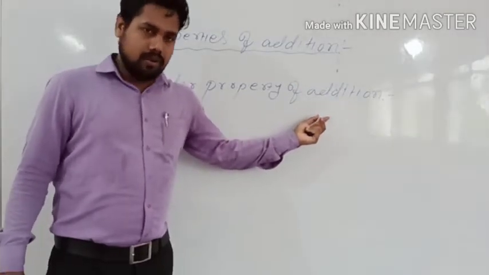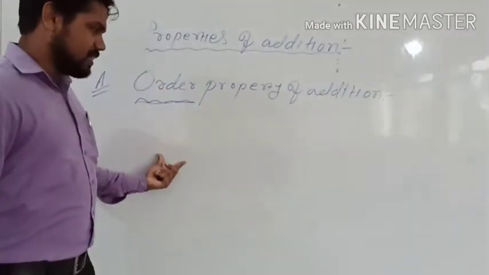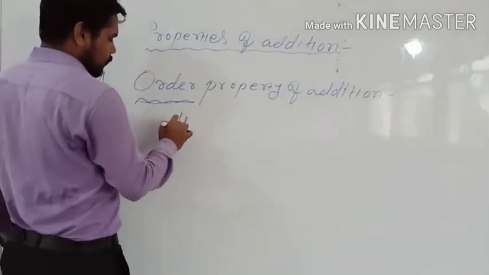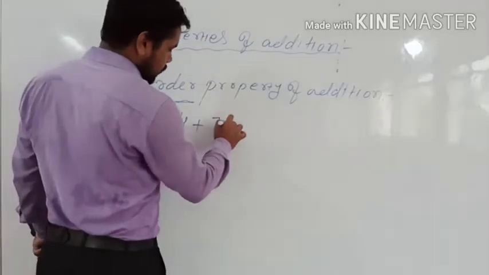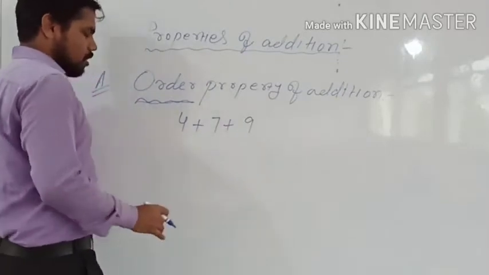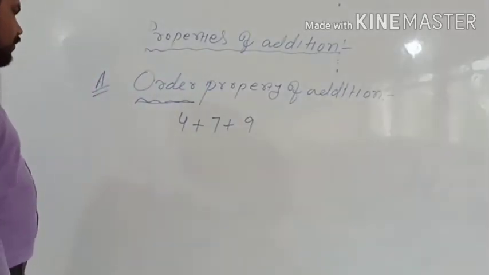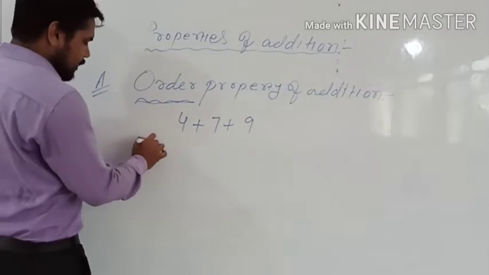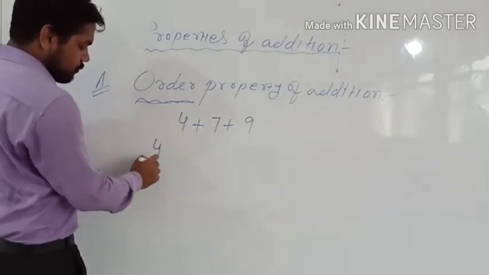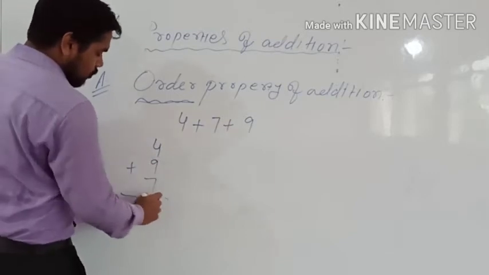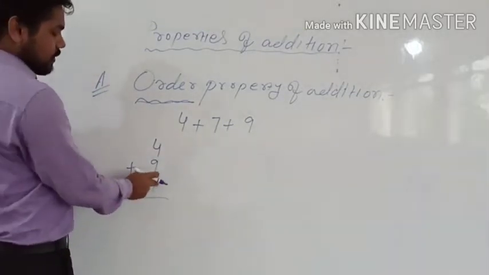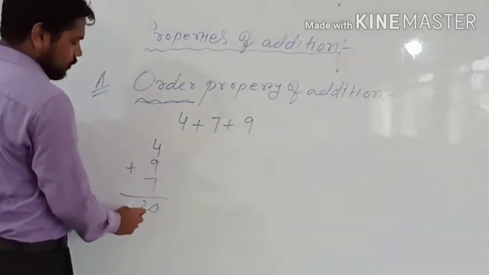Order का कोई मतलब नहीं होता है, चाहे आप नंबर कैसे भी लिखो. मान लो I am asking to add 4 plus 7 plus 9. These are the three numbers. I am taking three numbers only. So if you add like this, 4 plus 9 plus 7, what is the answer, chat? So 9 plus 7 is 16, 16 plus 4 is 20, right?